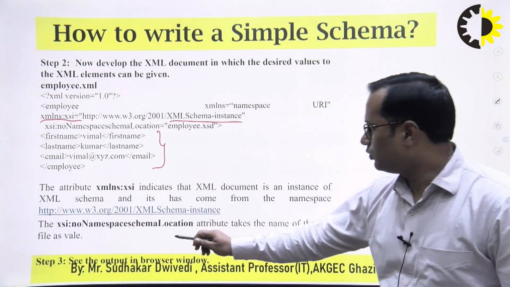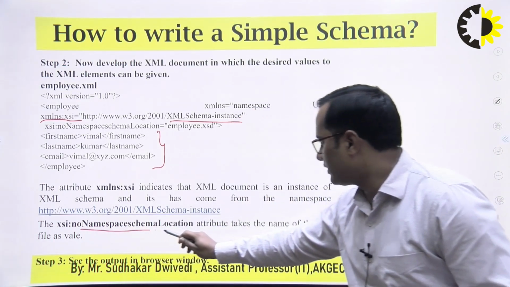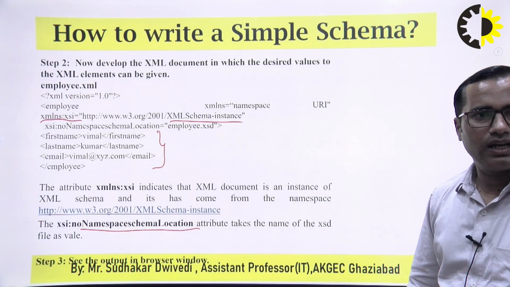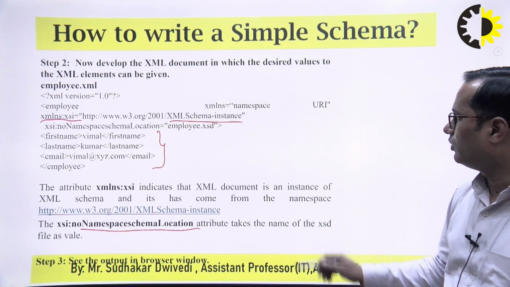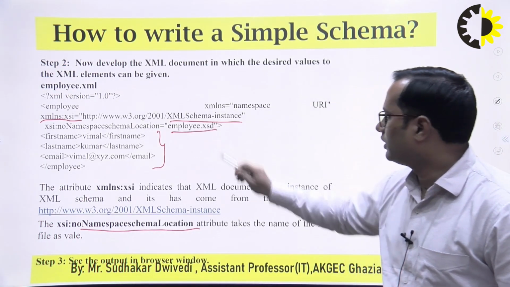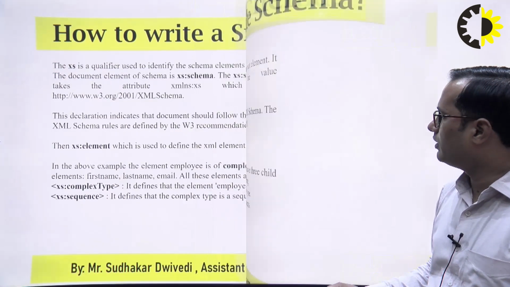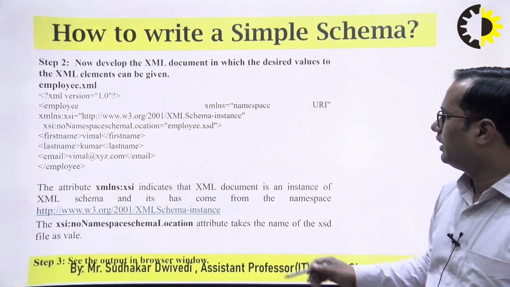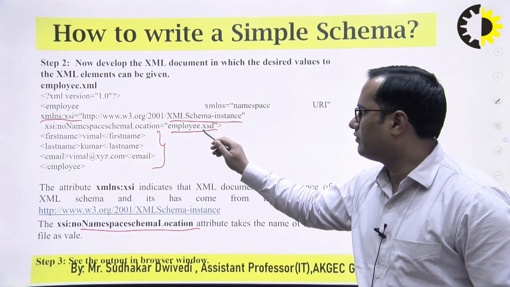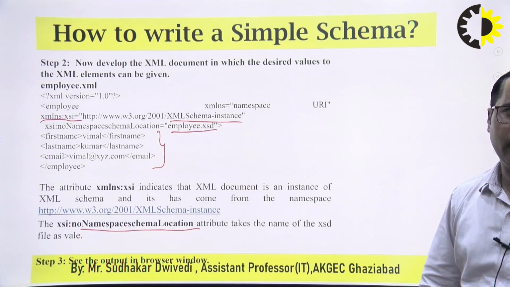We can also use the xsi:noNamespaceSchemaLocation attribute that takes the name of the XSD file as a value, in which we will provide the XSD file, that is employee.xsd. Whatever XML schema file I have written, I have stored it as employee.xsd, and it will be provided as a value to the xsi:noNamespaceSchemaLocation attribute.